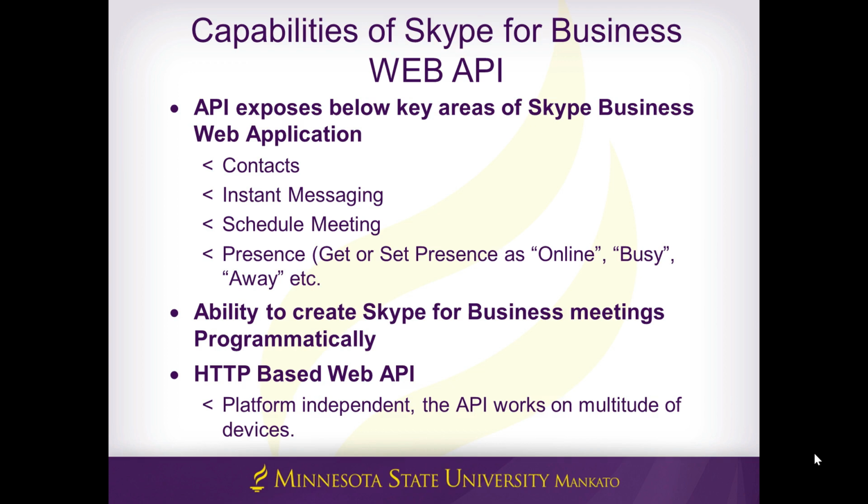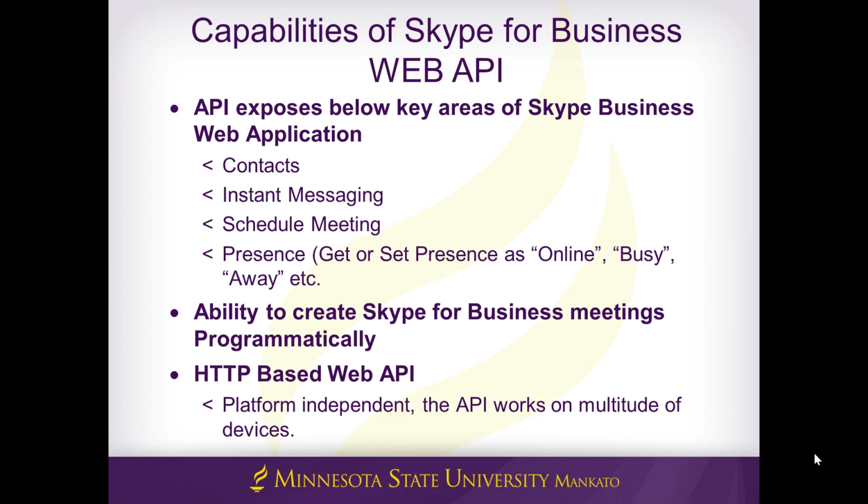So one of the areas is contacts. The API lets you get the details about contacts of a specific Skype user. Instant messaging lets you implement an instant messaging platform between two Skype for Business users. Scheduling a meeting, that module lets you create new Skype for Business meeting sessions programmatically. The presence module lets you get or set the presence as online, busy, away, etc.